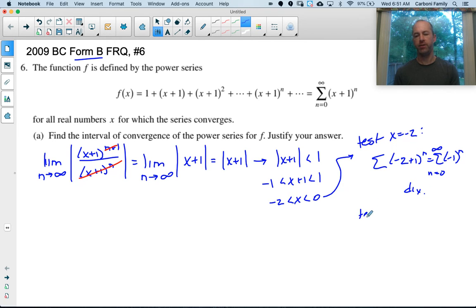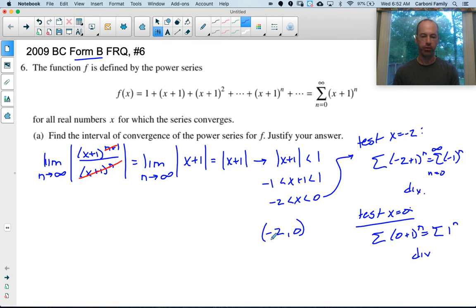Then I need to also test x equals 0. And when you do that, you will have a similar series, only it will be 0 plus 1 to the n, which is just 1 to the n. And again, my terms are not approaching 0, so we will diverge at the right endpoint as well. So that means my interval of convergence is going to be negative 2 to 0, not including either one of them. So there's your ratio test approach.